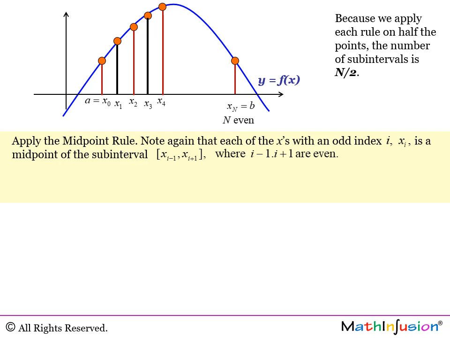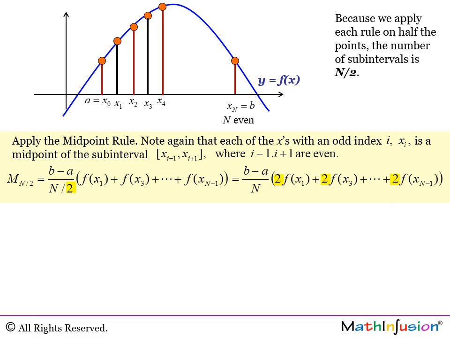So again, we note that each of the x's with an odd index, x sub i, is a midpoint of the subinterval x sub i minus 1, x sub i plus 1, where i minus 1 and i plus 1 are consecutive even numbers. So here's the midpoint. We are using here a little bit of algebra.